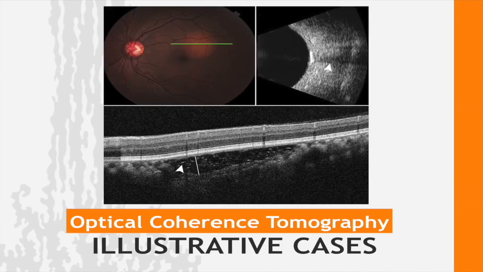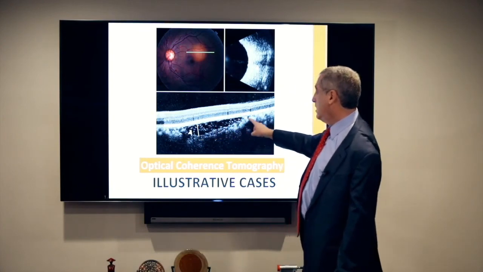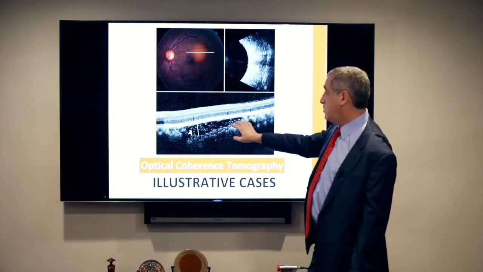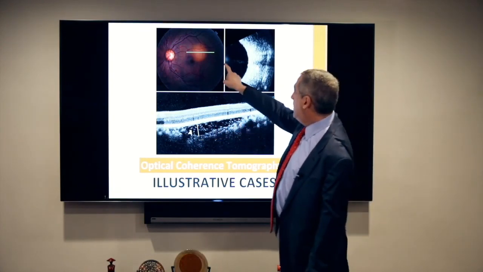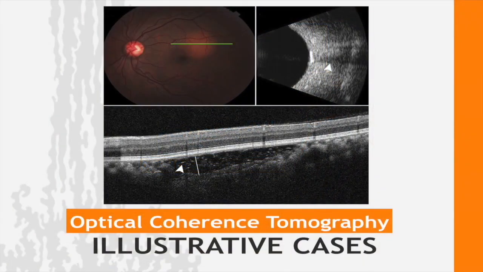You can see they can even have low reflectivity, so they're relatively lucent on OCT, and it's likely that these are more immature lesions. And again, on the ultrasound, there's shadowing of the orbit that helps us define the diagnosis in this case.